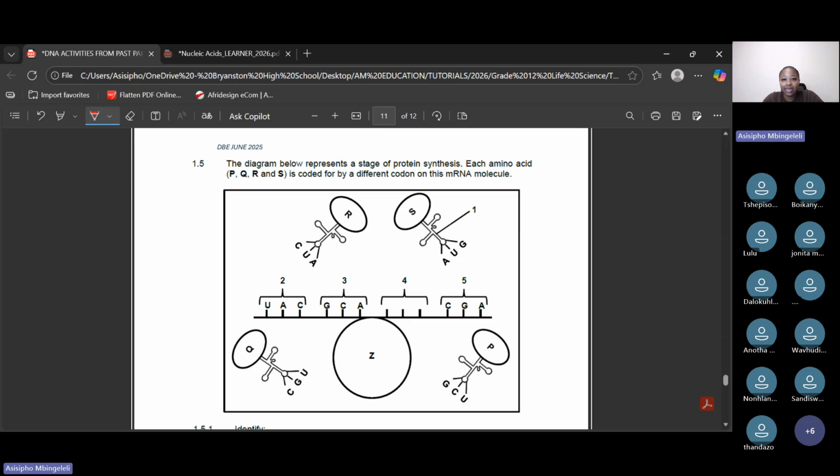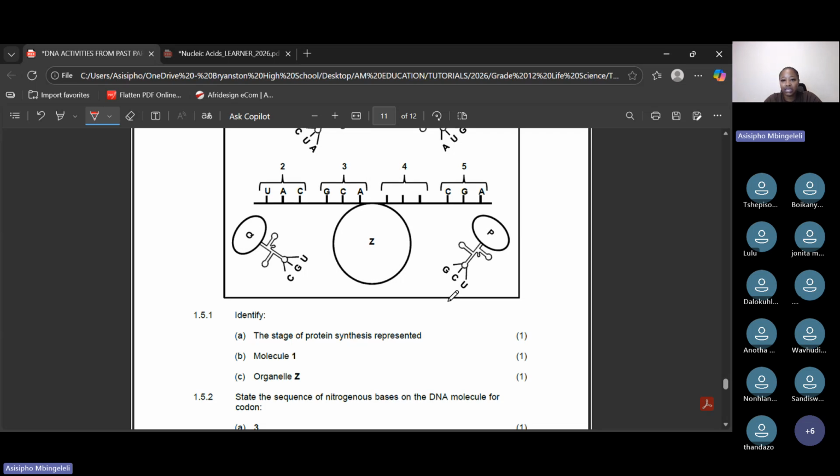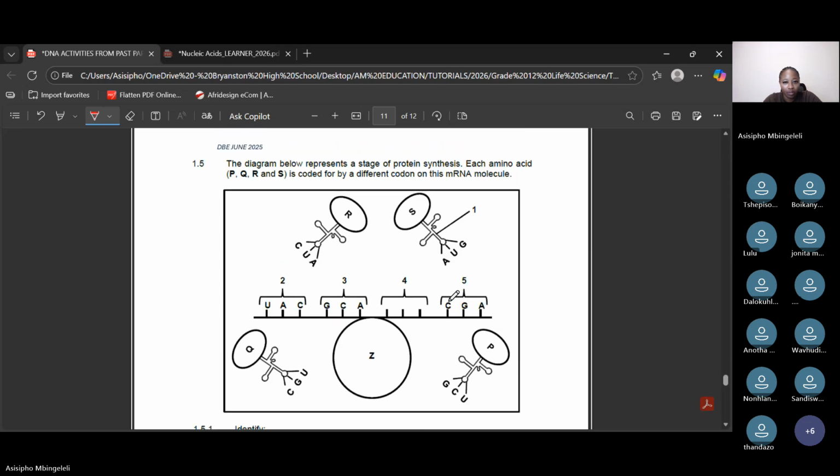Let's do it quickly. The diagram below represents a stage of protein synthesis. Each amino acid PQRS is coded for by a different codon on the messenger RNA. Identify the stage of protein synthesis represented here. Translation is your answer, because that's easy. We're able to see transfer RNA and messenger RNA and the ribosome.